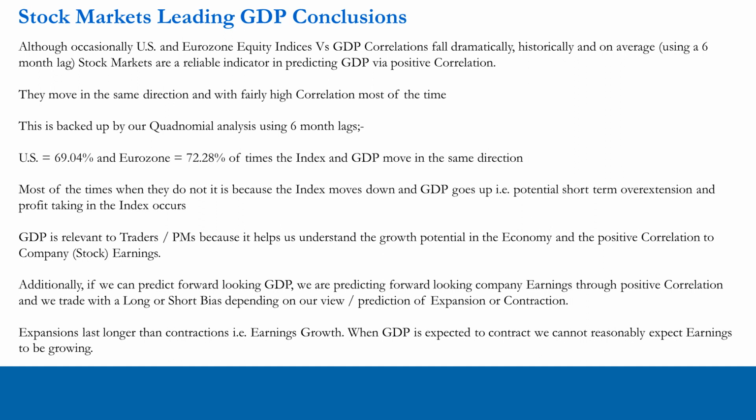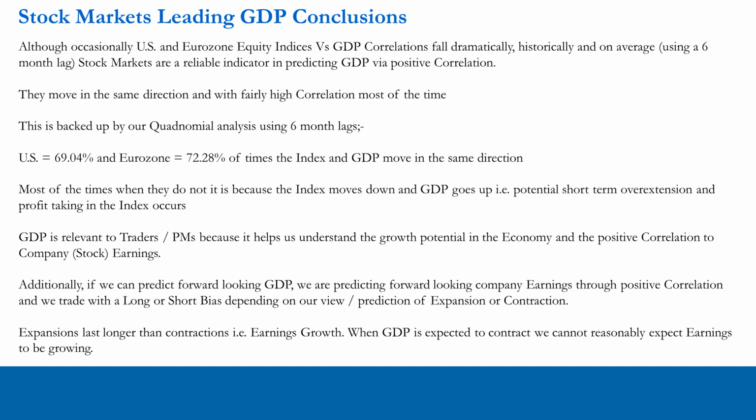Most of the times when these two variables do not move in the same direction, it's because the index moves down and GDP goes up. Okay? This is down to potential short-term overextension, which leads to profit taking in the index. Okay? Now, GDP is relevant to traders and PMs because it helps us understand the growth potential in the economy and the positive correlation to company, so stock, earnings.